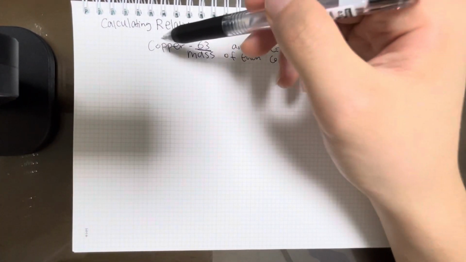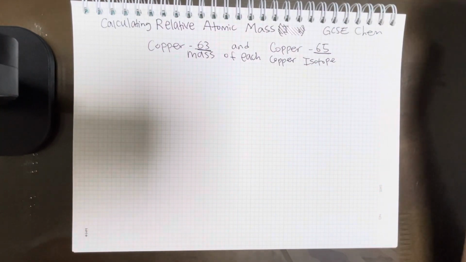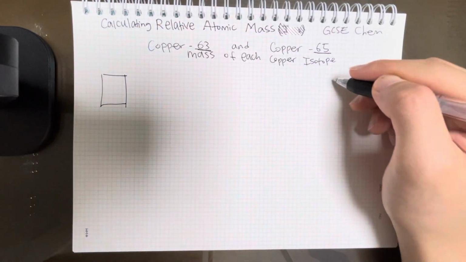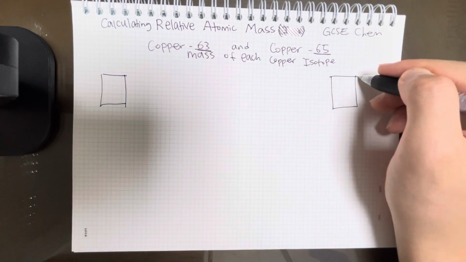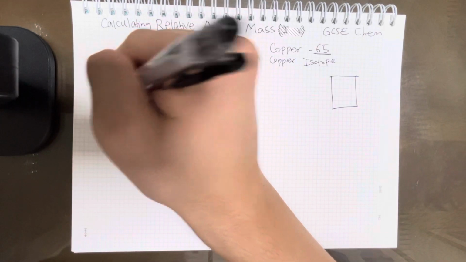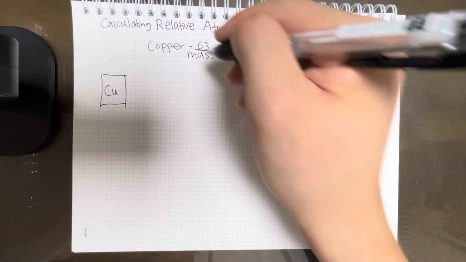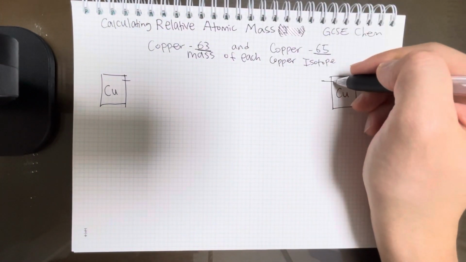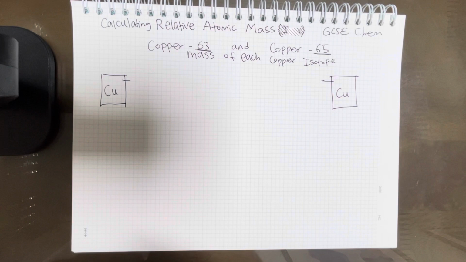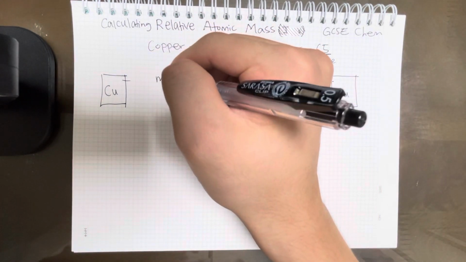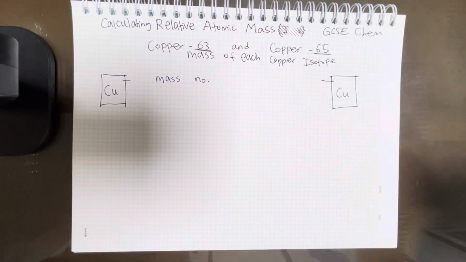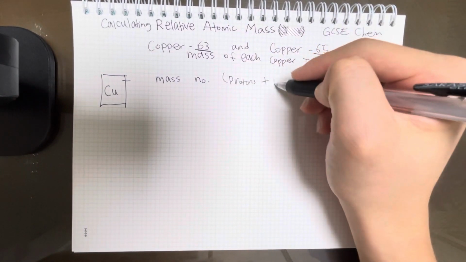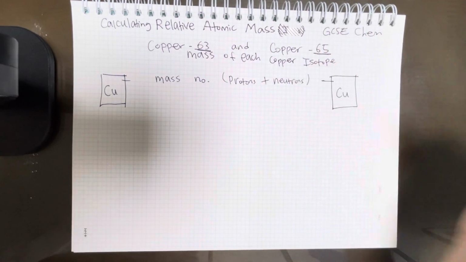Now, if you write them as copper 63 and copper 65, it can be a bit confusing, right? So let's draw an atomic symbol. This is something that you'll find in the periodic table, and copper is Cu. So the 63 tells us the mass of each copper, right? Remember, the top number, if you didn't watch the previous video explaining atomic symbols, I highly recommend you do so, tells us the mass number, which is the number of protons plus the number of neutrons added together.